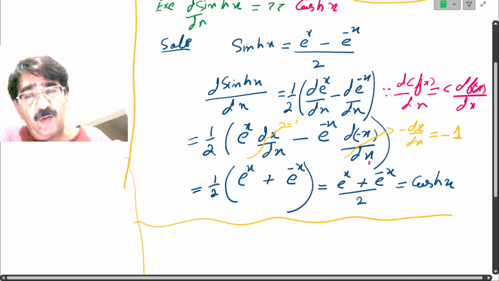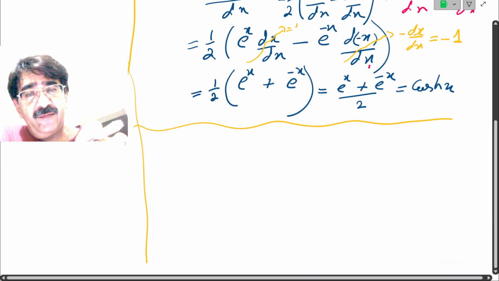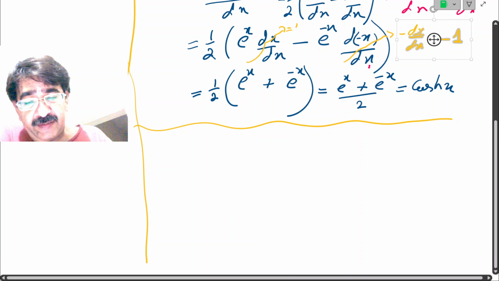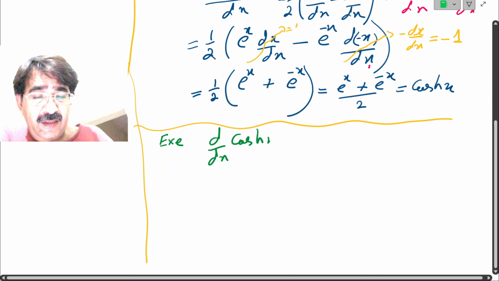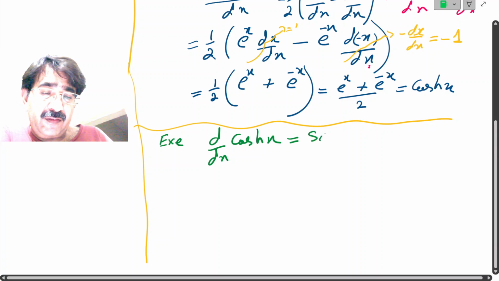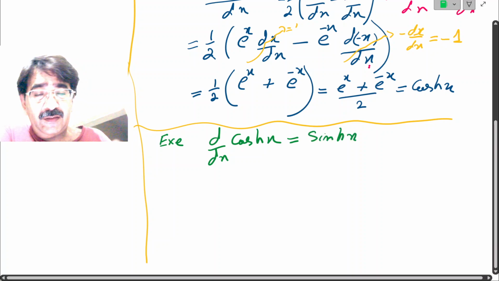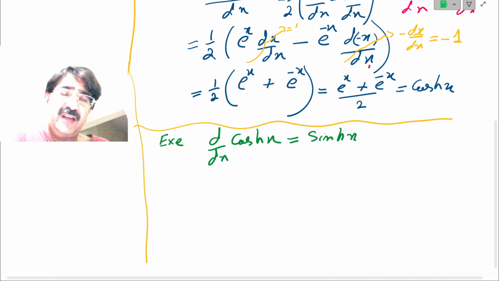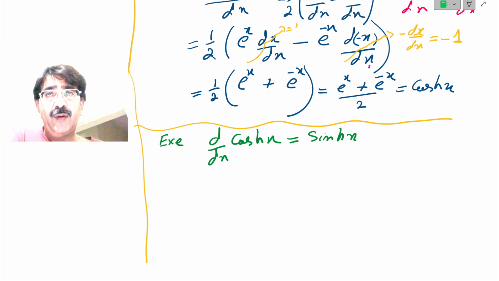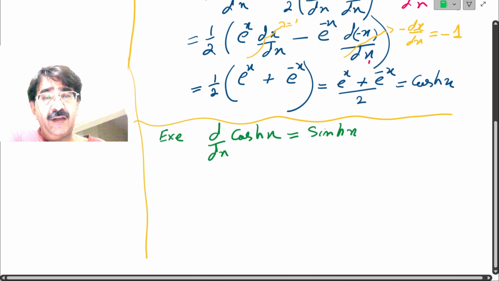Now the next exercise is, what is the derivative of cosh x, and we will prove that it will be sinh x. Actually, the derivative of cos x is minus sin x, but in the case of hyperbolic functions there will be no negative sign. The derivative of cosh x is sinh x.